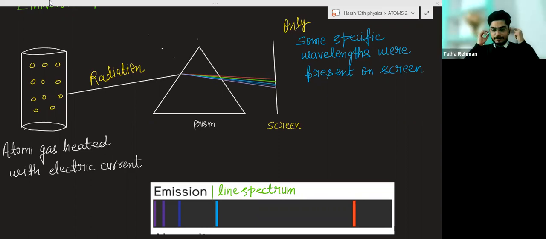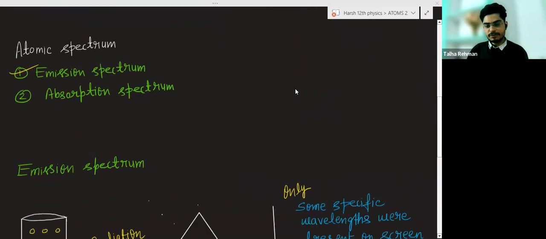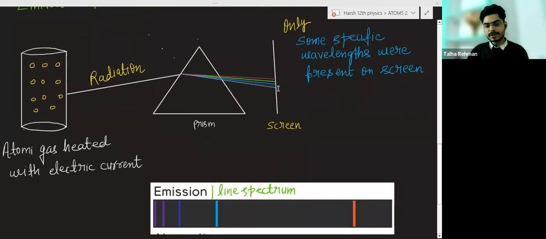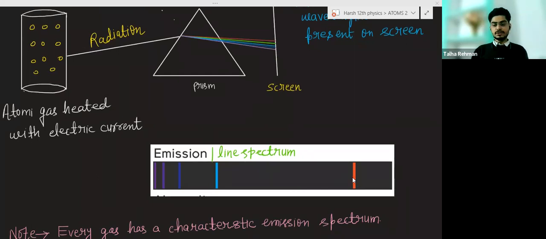Now we will define why we are not getting a continuous spectrum here. Here we are getting a continuous spectrum, but here we are not. Only some specific wavelengths were present on the screen. Now, what is the reason behind it? The reason is very simple.